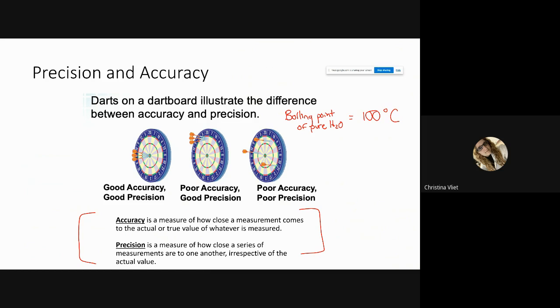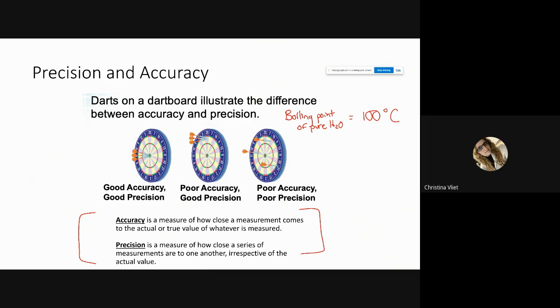Accuracy is how close a measurement is to the true value, whereas precision generally means how close, if you take a bunch of measurements, how close those measurements are to one another. We can also talk about precision in equipment and precision in measurements, which we will now. It is established that the boiling point of pure water is 100 degrees Celsius.